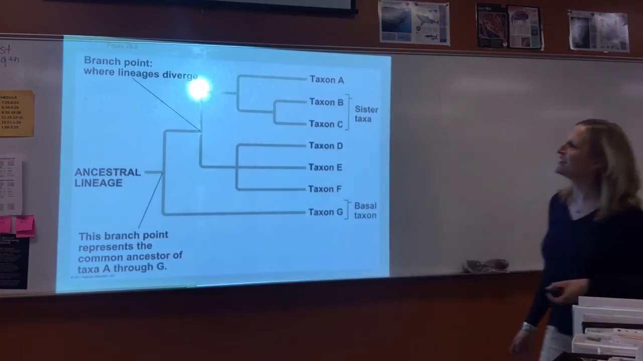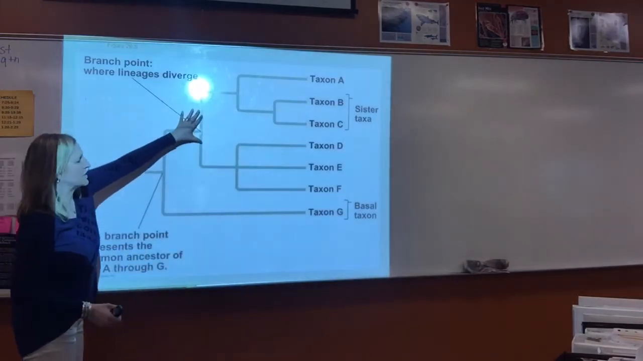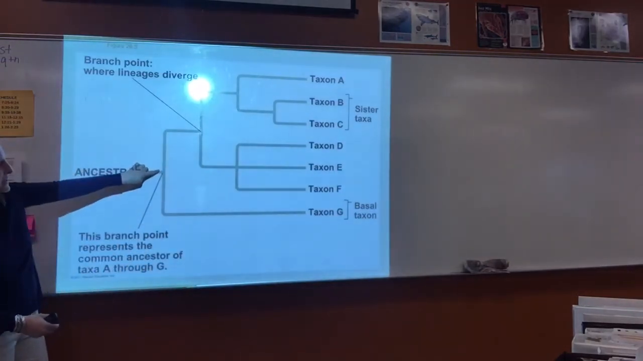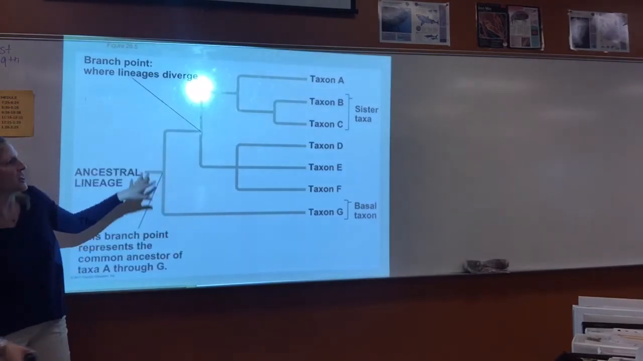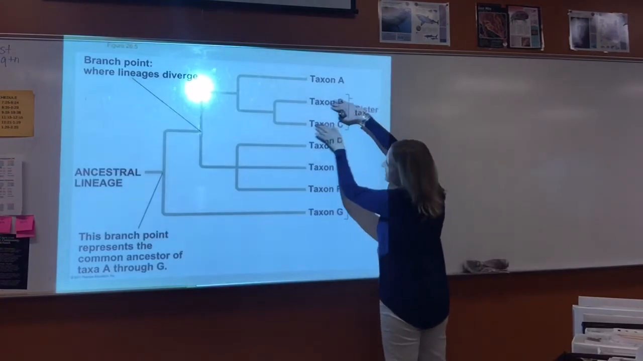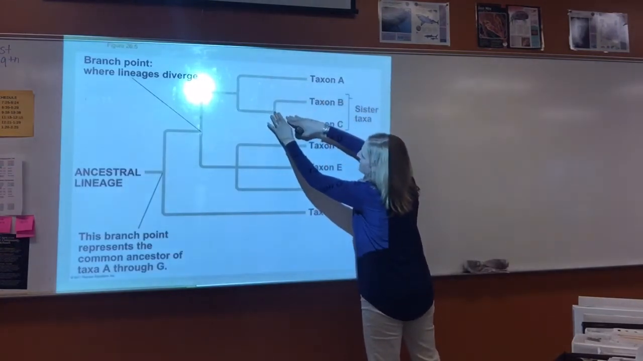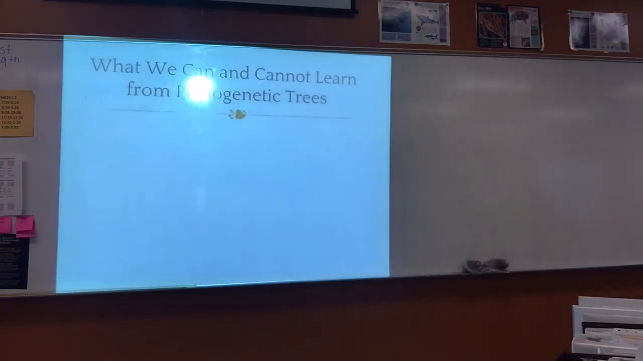So anyway, this is the branching point, the divergence I was just talking about. So this would be the common ancestor of all of these organisms, A through G. I just talked about sister taxa. These guys are sister taxa because they share their most recent common ancestor there. All right, and so that's just how to read that.